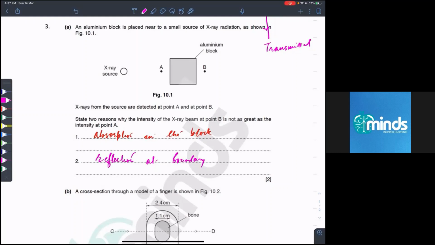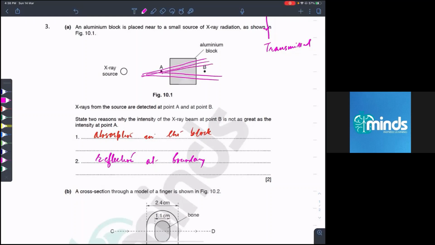These are 2 points. There could be many. When X-rays are traveling, I hope you remember, we always prefer a smaller source to generate a sharp X-ray image. If the source is big, the rays will be diverging. So if the beam of X-ray is diverging, naturally the intensity reaching B will be less. Just assume X-rays are traveling like this.